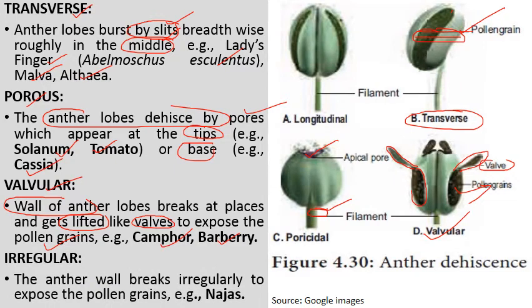Then the last type of dehiscence is irregular dehiscence of anthers. In this type, the anther wall breaks irregularly. कोई definite pattern show नहीं करता है ये breakdown का anther wall का to expose the pollen grains, और pollen grains randomly expose होते हैं. For example, in case of Najas. So these are the various types of anther dehiscence.